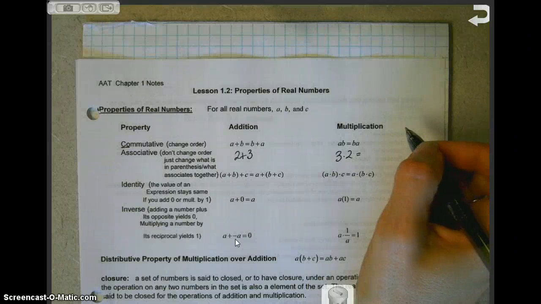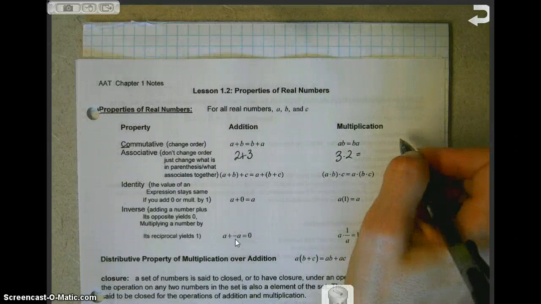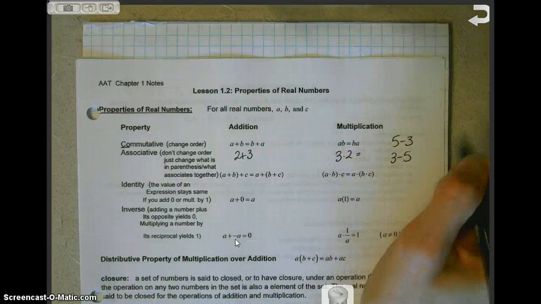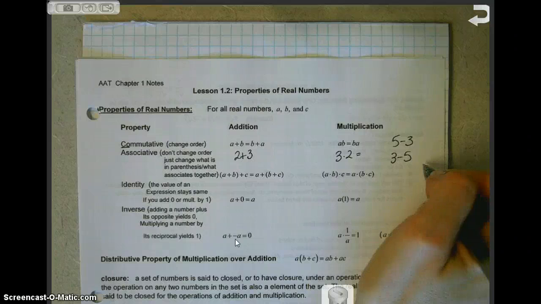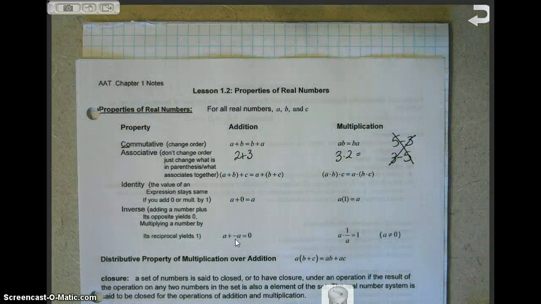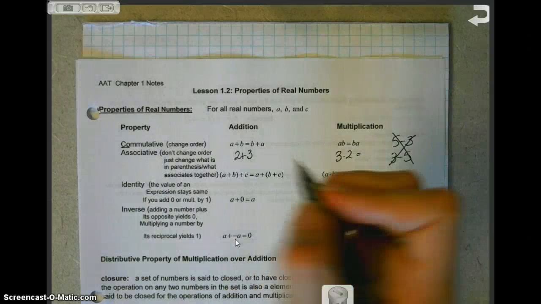Other operations, like subtraction: if you do 5 minus 3, or if you do 3 minus 5, you're going to get 2 and you're going to get negative 2. So that would not be something that works with the commutative property. Addition and multiplication, again, CO, change order.